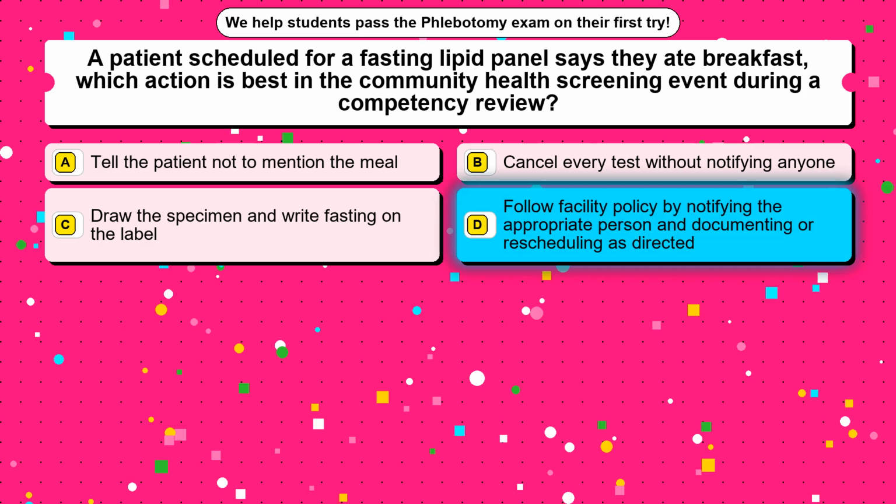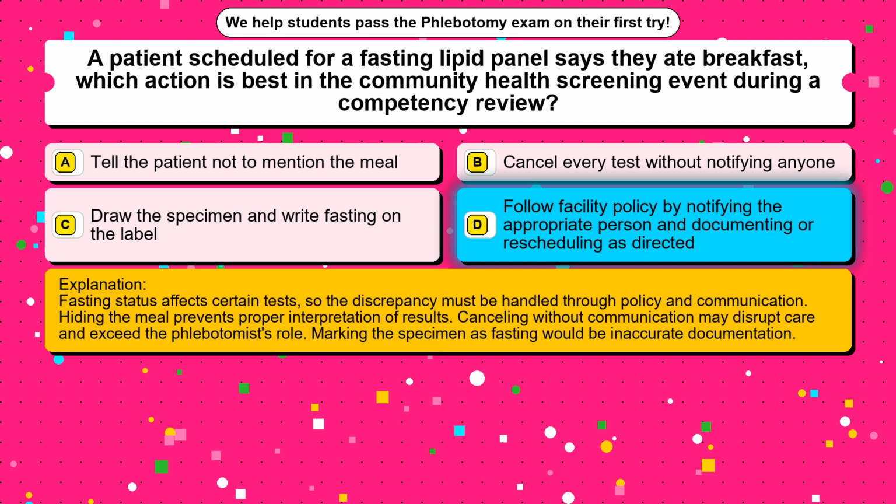The correct answer is option D. Follow facility policy by notifying the appropriate person and documenting or rescheduling as directed. Fasting status affects certain tests, so the discrepancy must be handled through policy and communication. Hiding the meal prevents proper interpretation of results. Canceling without communication may disrupt care and exceed the phlebotomist's role. Marking the specimen as fasting would be inaccurate documentation.